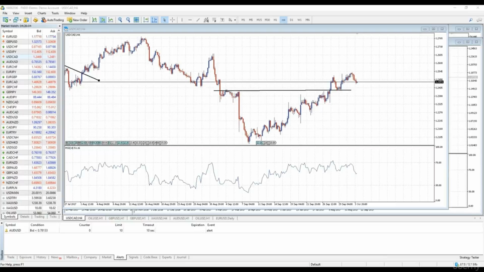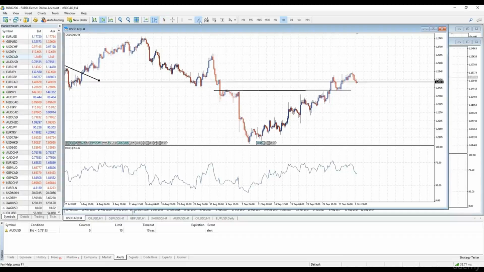In this lecture, I will explain what support and resistance is and how to use it, how to read it. Now, support and resistance is a term used in technical analysis, and it refers to when price points reach a certain level and are either supported or resisted.